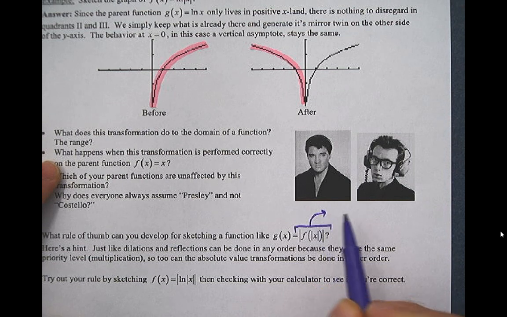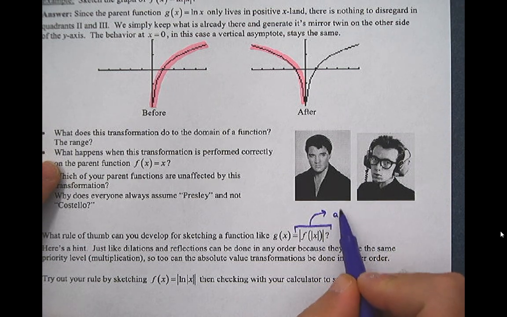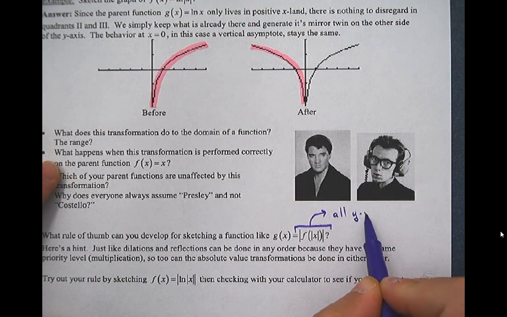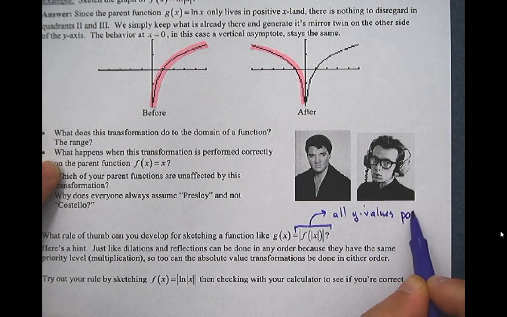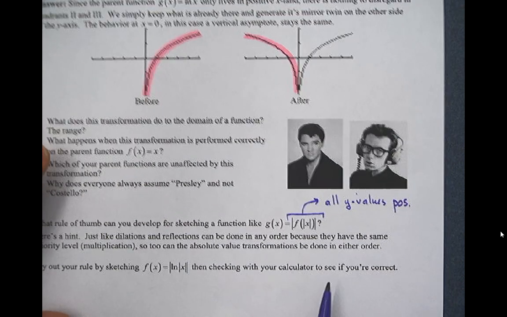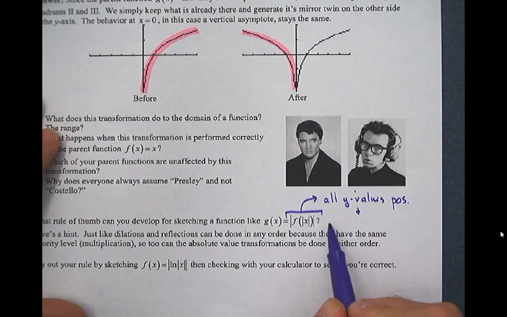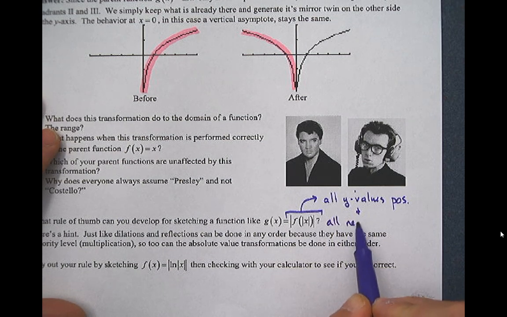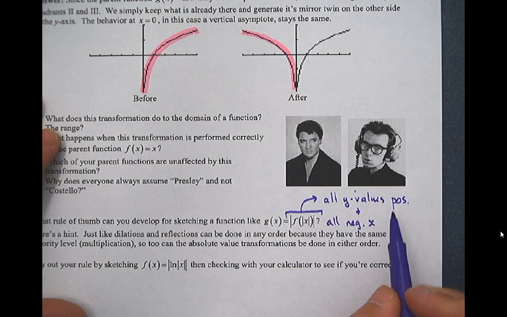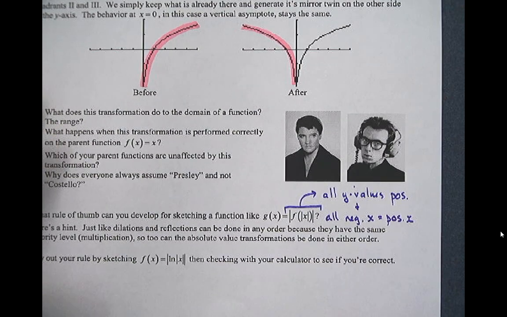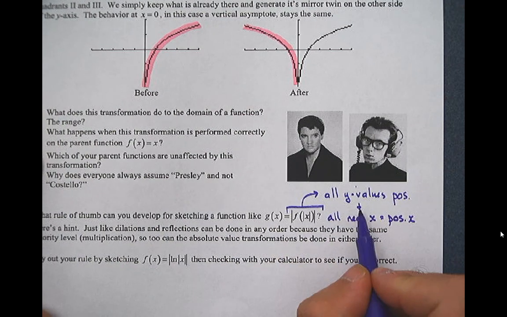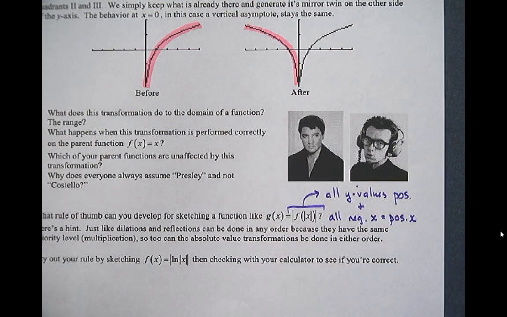So what would this cause? This would cause all y values to become what? All y values are positive. I just dotted my v for some reason. I don't know why. All y values would be positive, and all negative x would equal positive x. So whatever's happened on the positive x side would get flipped over into the negative x side.